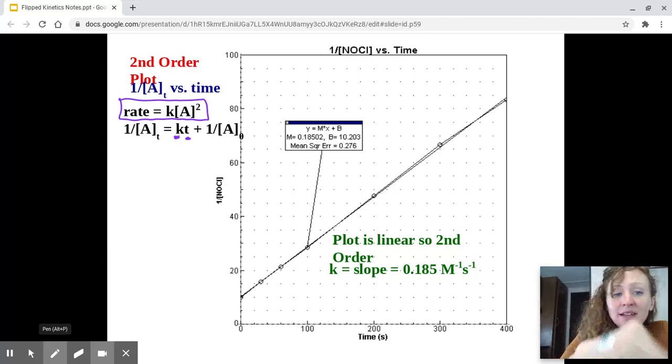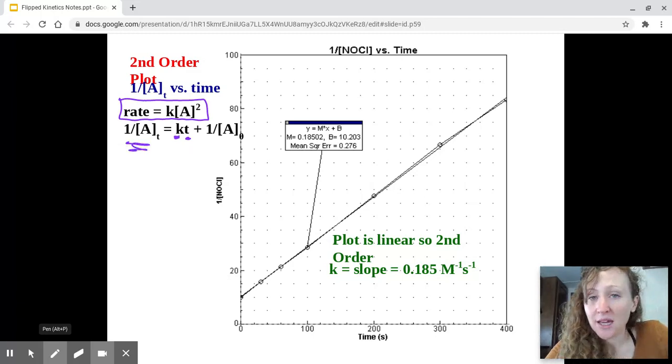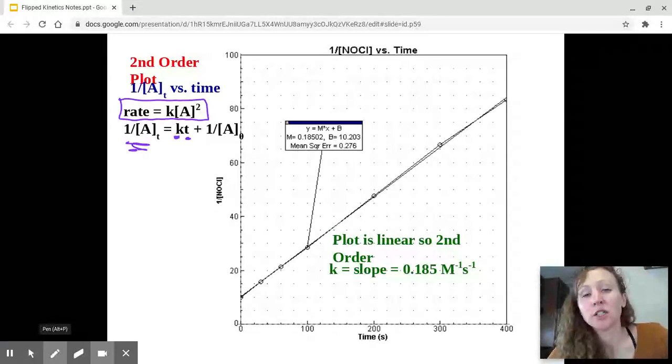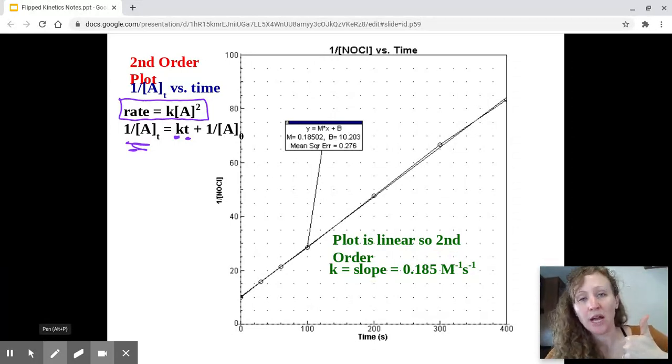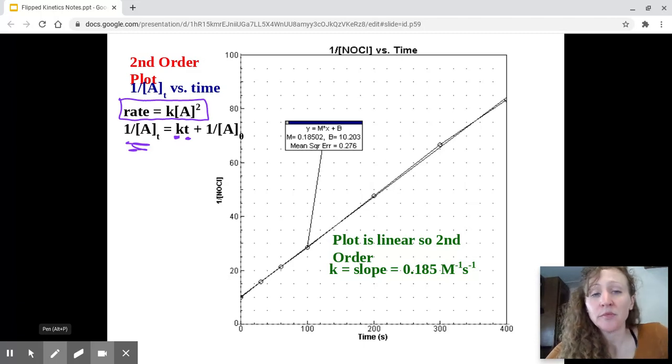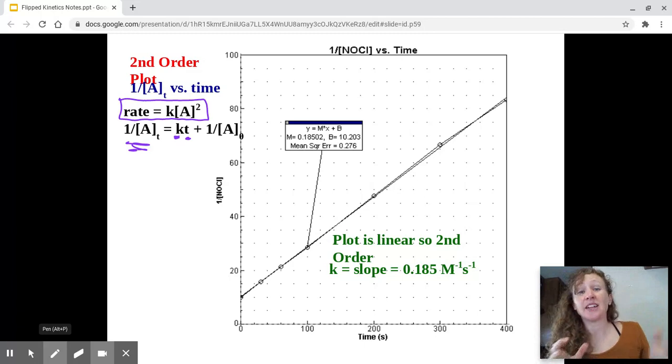And then again, another difference: the y is the inverse of the concentration of A. So for zero order, the y is the concentration of A. For first order, the y is the natural log of the concentration of A. For second order, the y is 1 over the concentration of A. Okay, so they all have a different form, and you do have to know the different forms. Again, they're on your reference sheet.